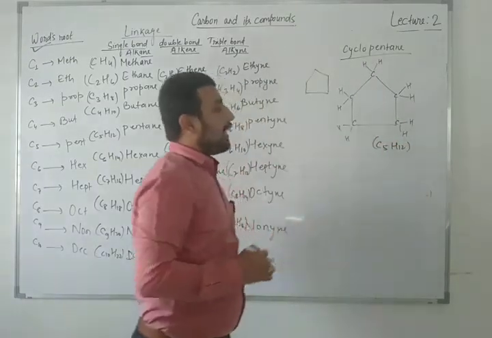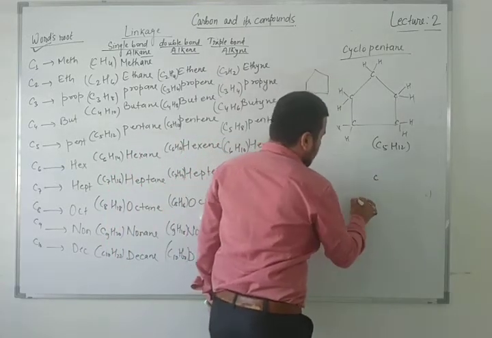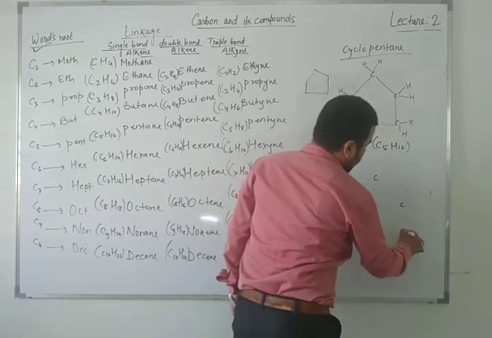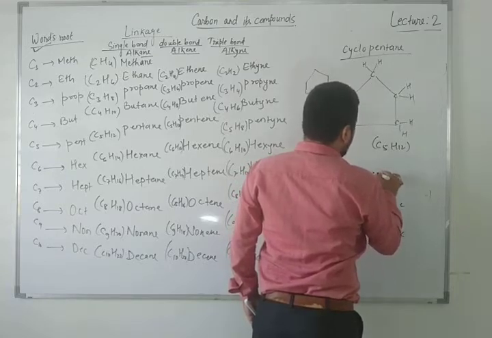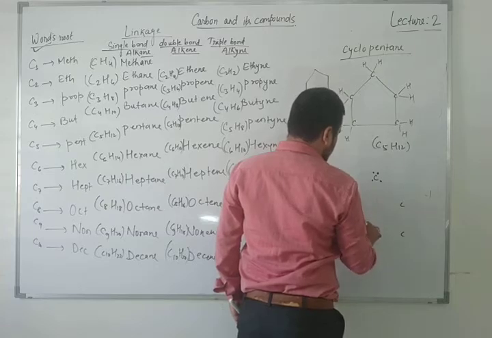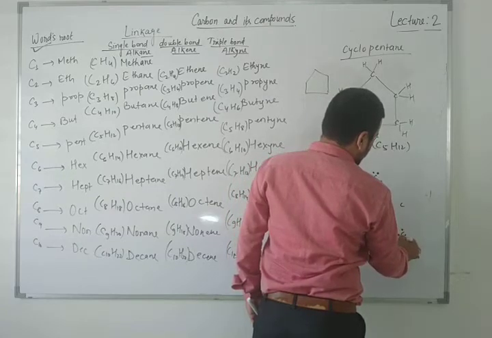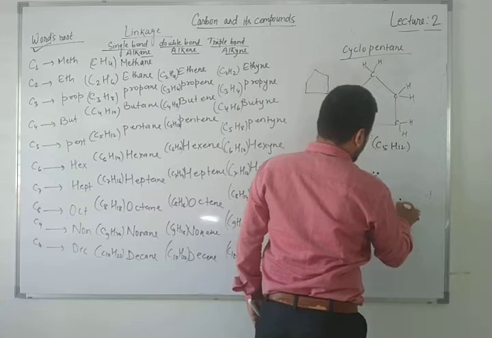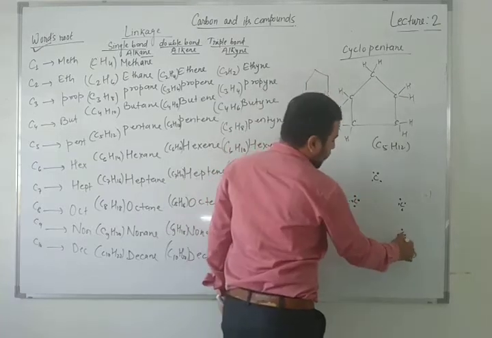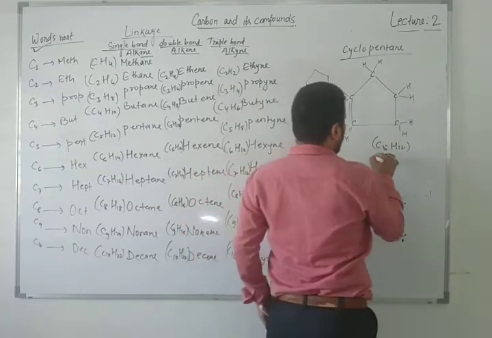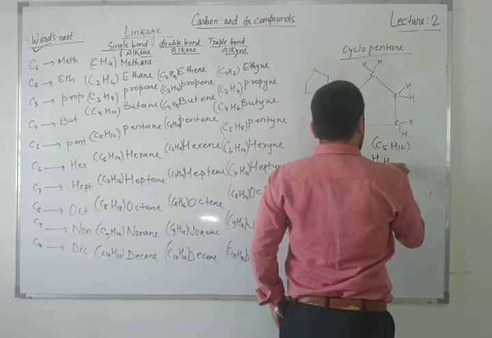You have to draw like this, and if you want to draw the electron dot structure, then you just represent 1, 2, 3, 4, 5 carbons. All the 5 carbons will have 4 electrons. So you can see all the carbons have 4 electrons in the dot structure, and hydrogen has 1 electron. Here the 2 hydrogens will be attached to each carbon. So 2 hydrogen atoms, right?